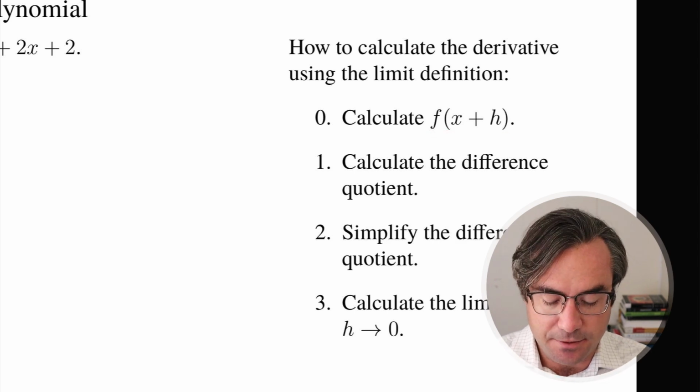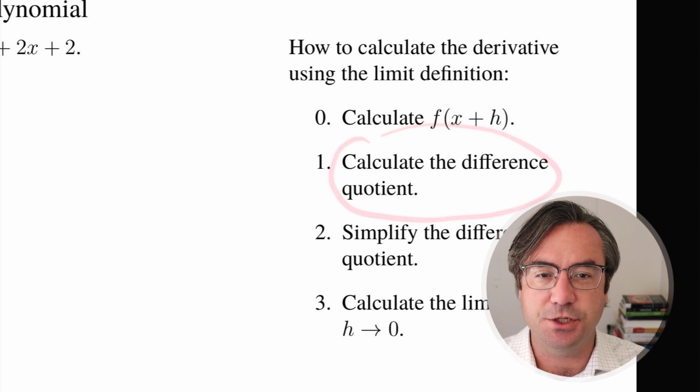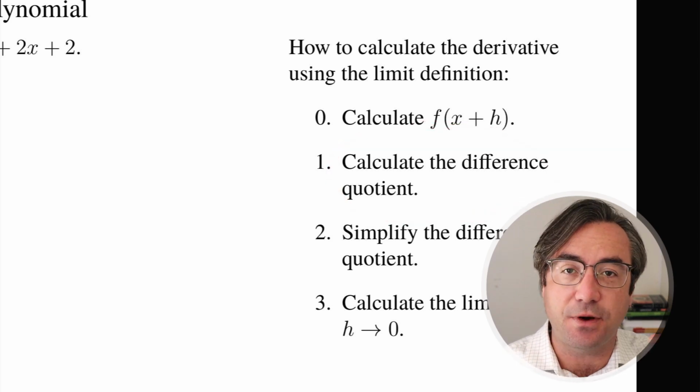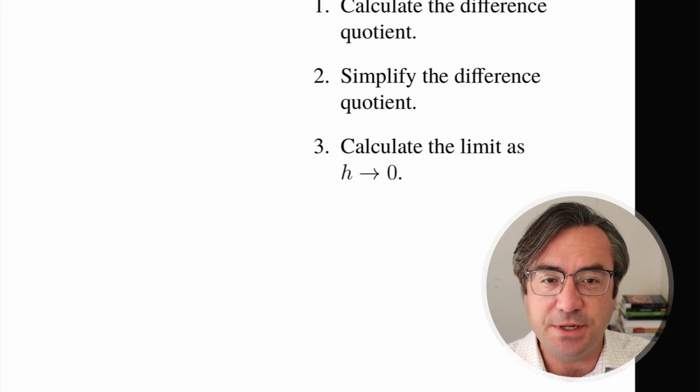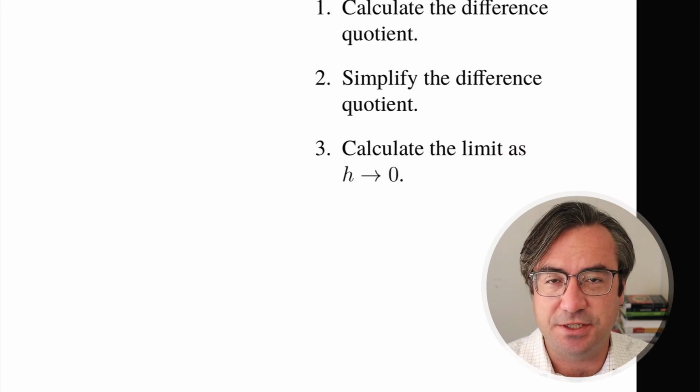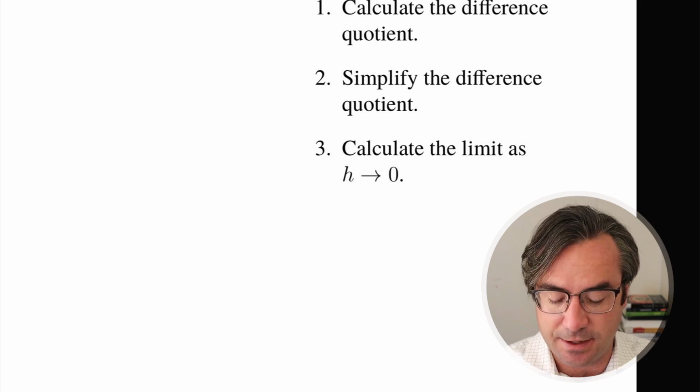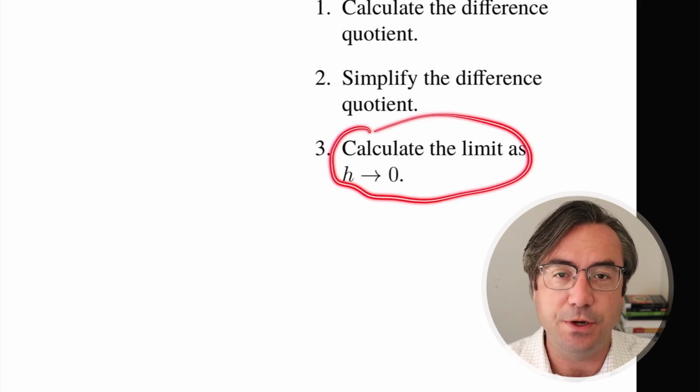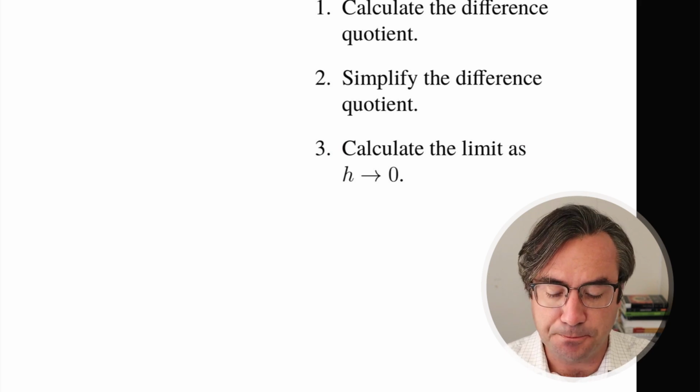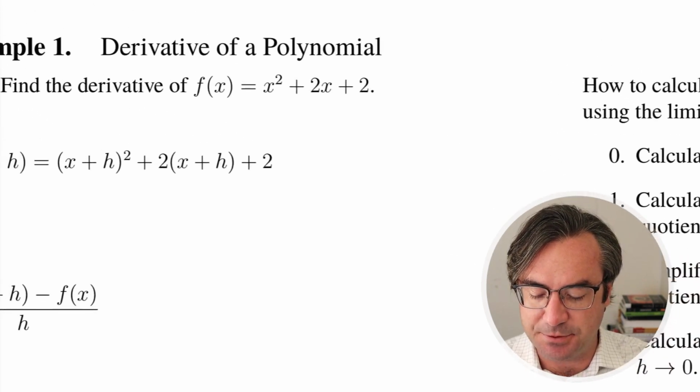And then we calculate what's called the difference quotient. So the difference quotient is the fraction. Then we simplify that difference quotient. So we try to simplify the fraction down as much as we can. And then finally, we do our limit as h goes to 0. All right, so let's see all these steps in action.